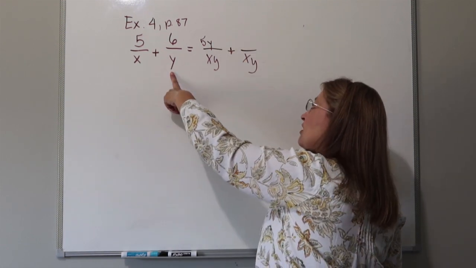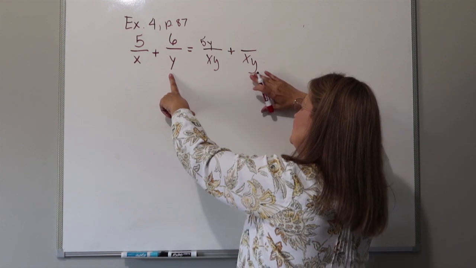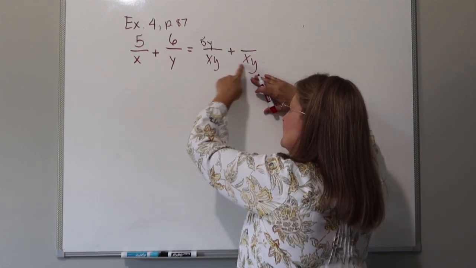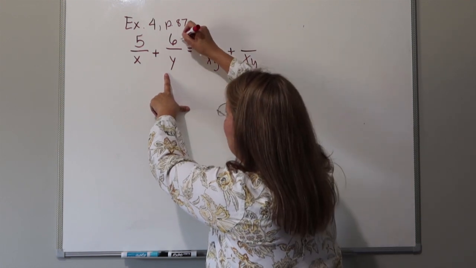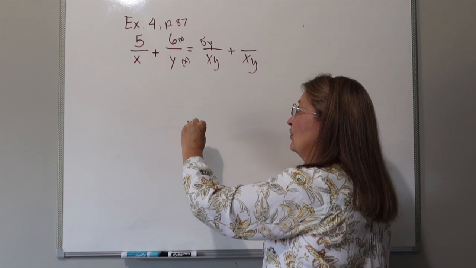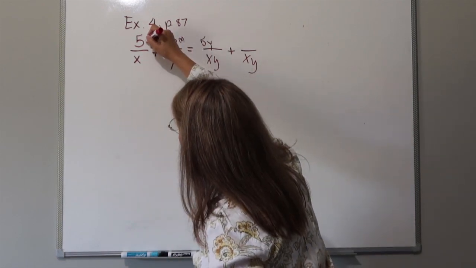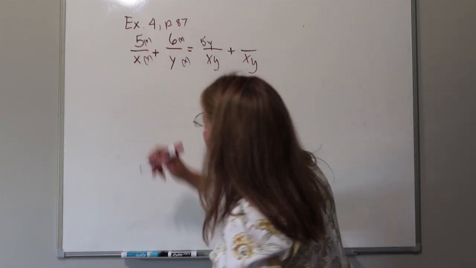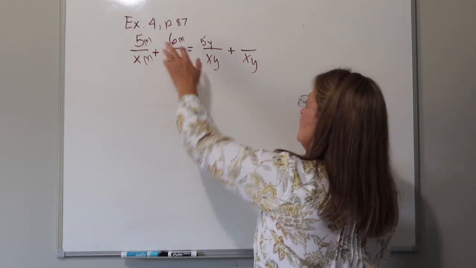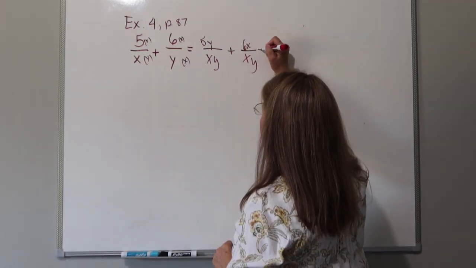Alright, now what does this denominator need? What does this one have that this one doesn't? This has an x. This does not. So technically what I'm going to do is multiply by x over x. Technically what I did over here is multiplied by y over y. Alright, I've already got xy here, so now this is going to be 6x.